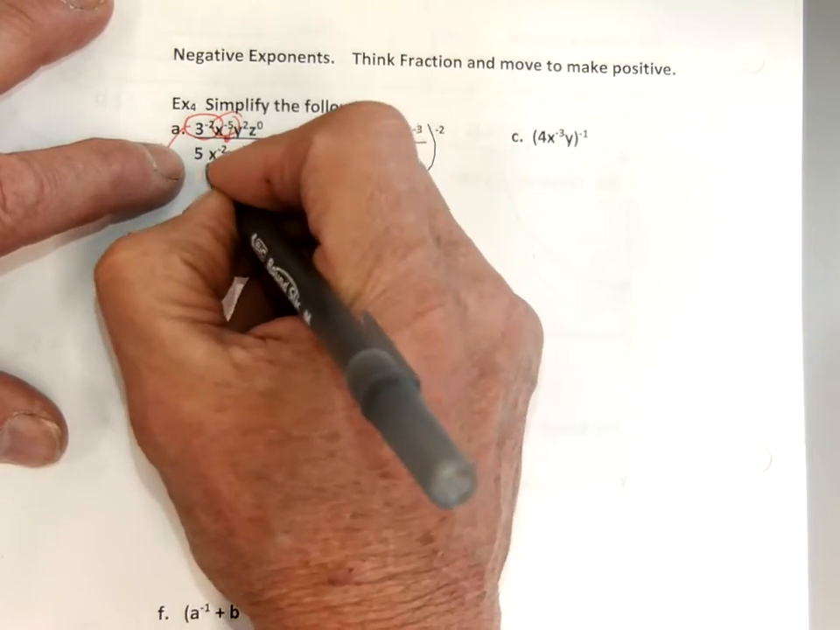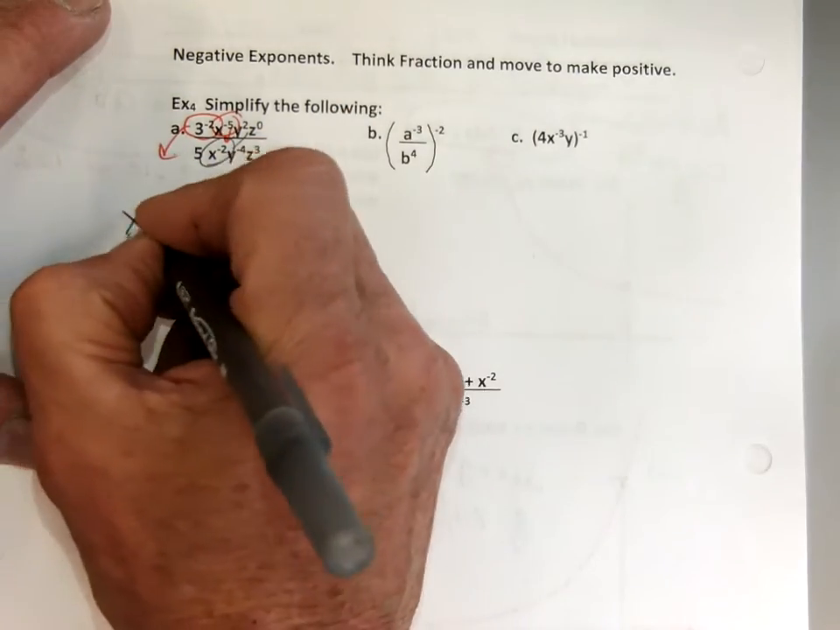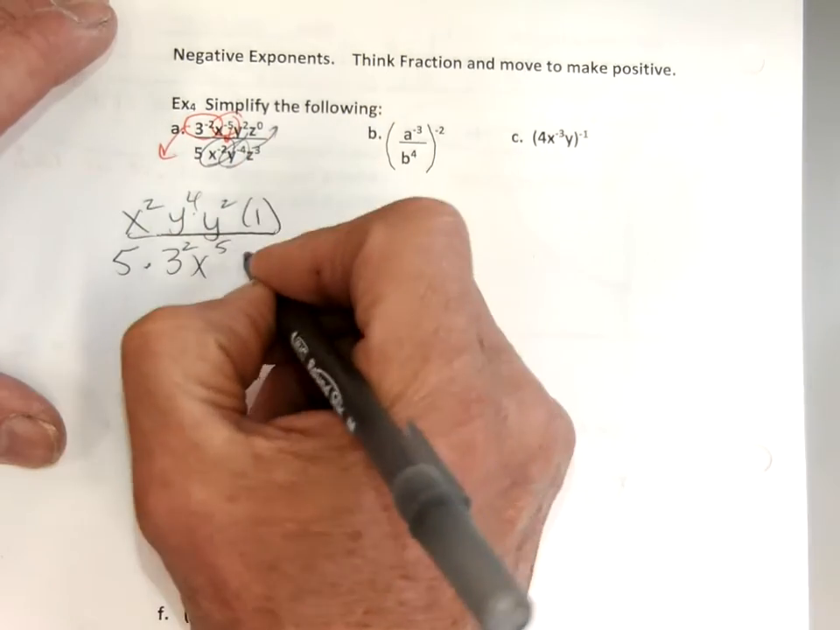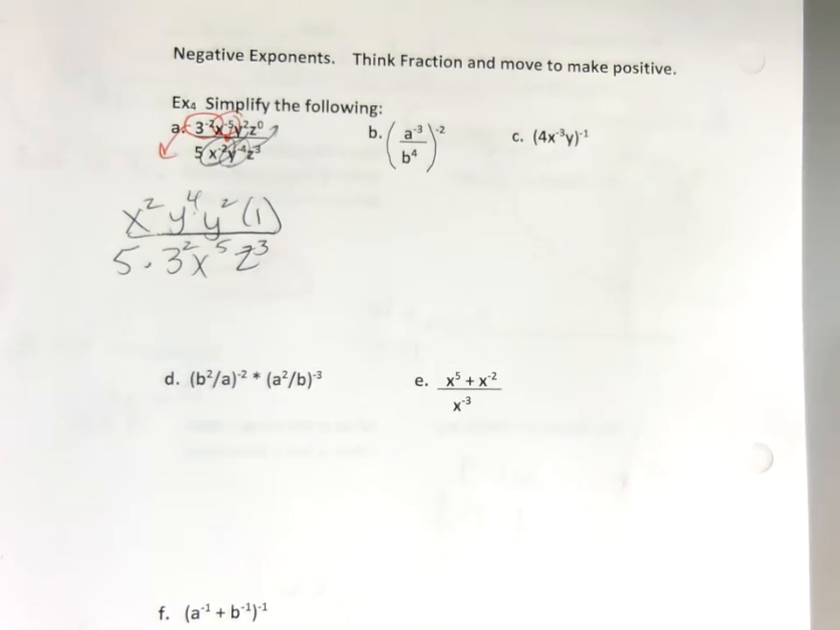X to the negative 2 comes up. Y to the negative 4 comes up to positive 4. And the z cubed stays. Okay, I'll do it again. I'll show you what I did. Anything with a negative exponent moves. Boom, came down, right? This one came down. This one went up. This one came up. This one stayed where it's at. That becomes the number 1. And the 3 comes down also. Okay, everybody got it? Just move. That's all I'm doing.